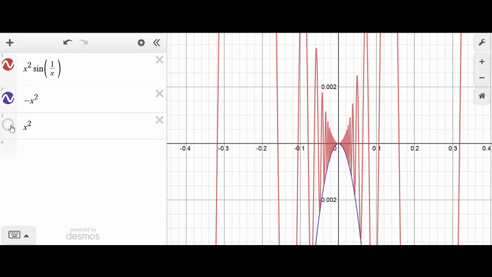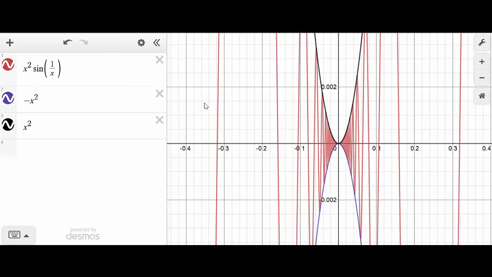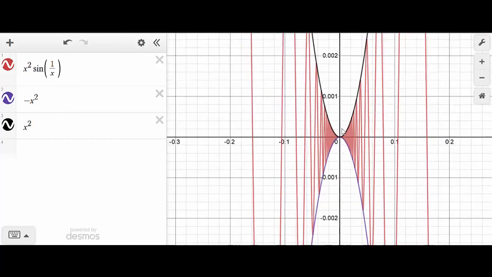Now let's throw in the x squared. There it is above. Look at that. Now if I take this one out, you can see clearly the negative x squared, the positive x squared, and put back in that one, it fits nicely. So you can see this function right here is being squeezed in between the x squared and the negative x squared. Yeah, that's what's happening.